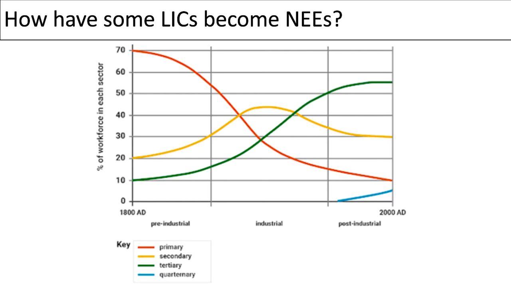Right, what we're going to think about now is how some LICs have moved to become NEEs. Clark and Fisher argue that a country develops because its employment changes, so the types of jobs that people have change. As a country moves from being an LIC to an NEE, the number of people in primary industries falls. That's the number of people collecting raw materials, like farmers. And the number of people working in secondary industries increases. They're people who are manufacturing goods. As a country industrializes, it begins to develop rapidly, and we get rapid growth in GNI.